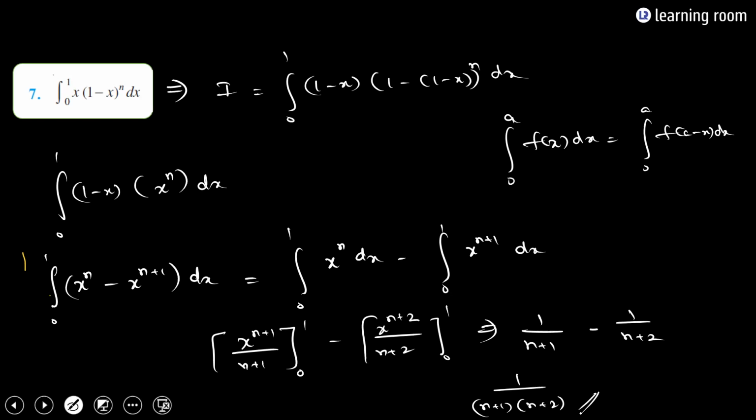Is it clear? Take LCM and then solve. We have n plus 2 minus n plus 2, over n plus 1 into n plus 2. Clear? Shall I proceed?